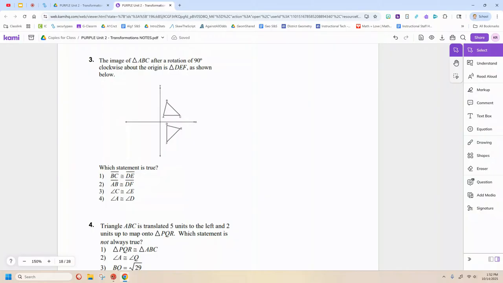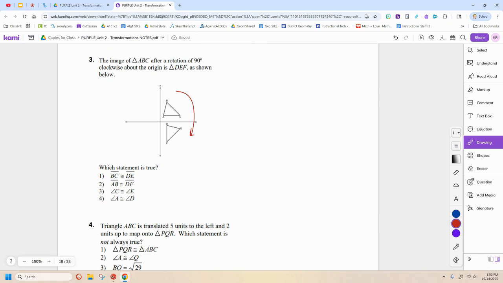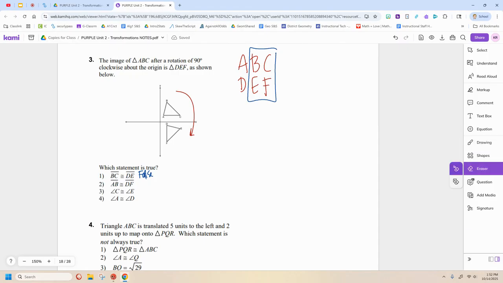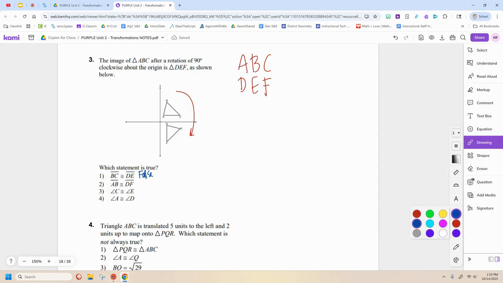Here it says the image of ABC after a rotation of 90 degrees clockwise is DEF. So A, B, C, D, E, F. Which statement is true? Okay, BC is going to be congruent to EF. Oh, this one's false. I'm using my lined up letters to figure out what's going on. AB is congruent to DE, not DF.